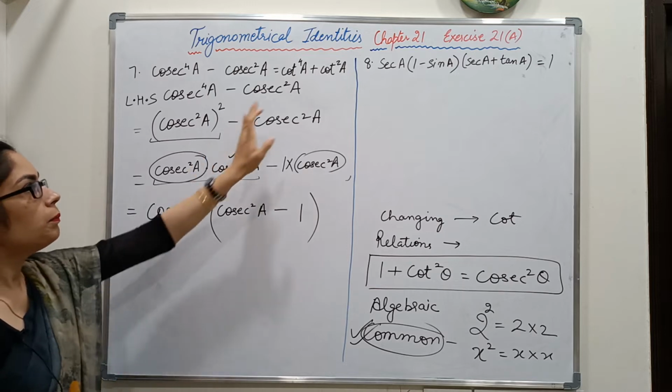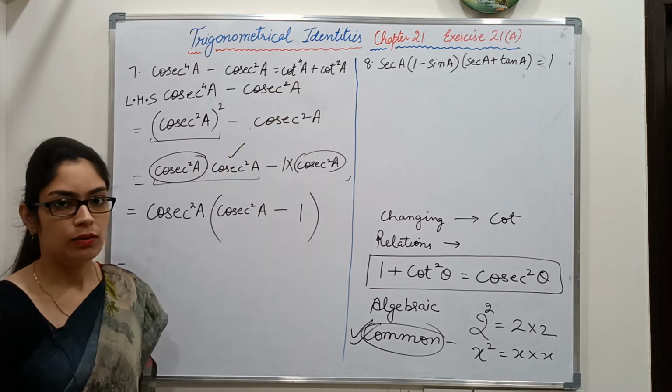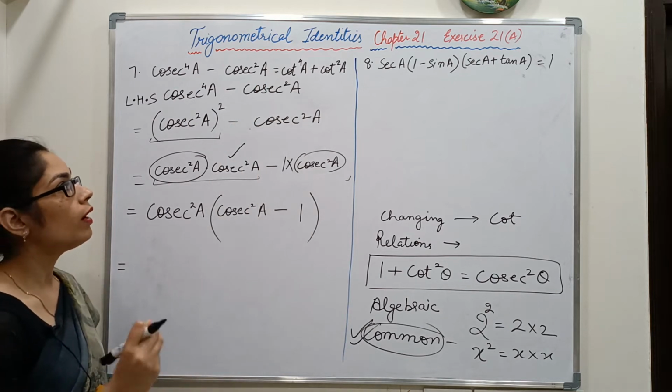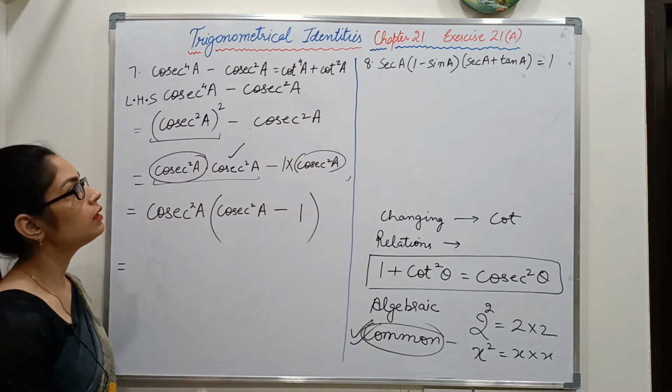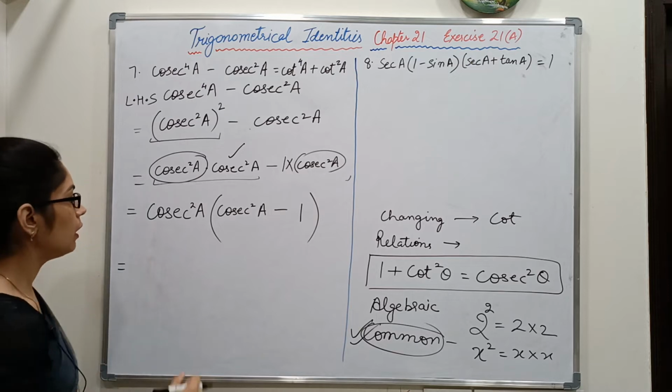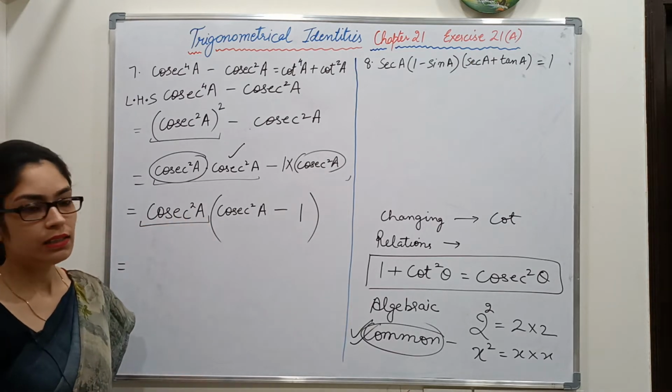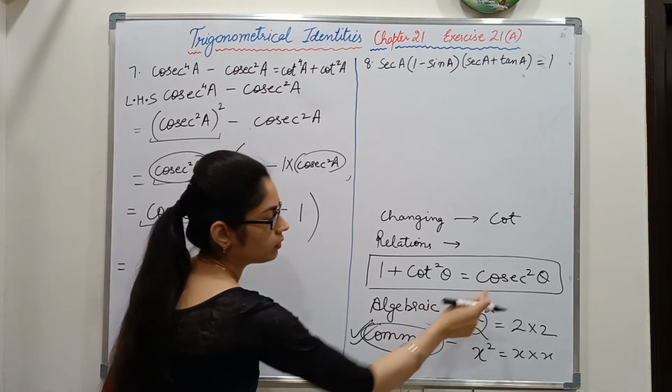Now we have to keep looking at the other side also. On the other side, we have to see cot to the power 4 A plus cot square A. Now this thing, cosecant square A, I have written here also.